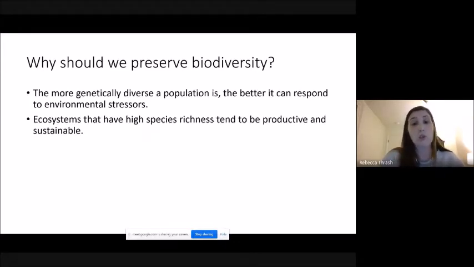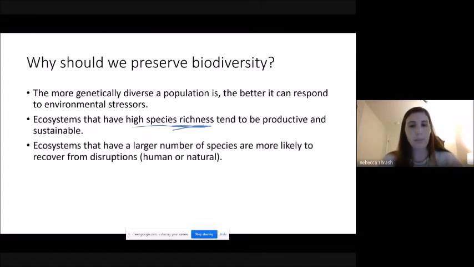Ecosystems that have high species richness tend to be productive and sustainable. This is really important considering that humans have to utilize these ecosystems for our own resources, like food. So if we want to continue to have lots of fish in the ocean to eat, if we want to have crops that don't fail due to disease, then we want there to be high species richness. Also, ecosystems that have a larger number of species are more likely to recover from disruptions. This is important because so much of the biosphere has already had many human disruptions or even natural disruptions. So we want them to be able to bounce back and recover.